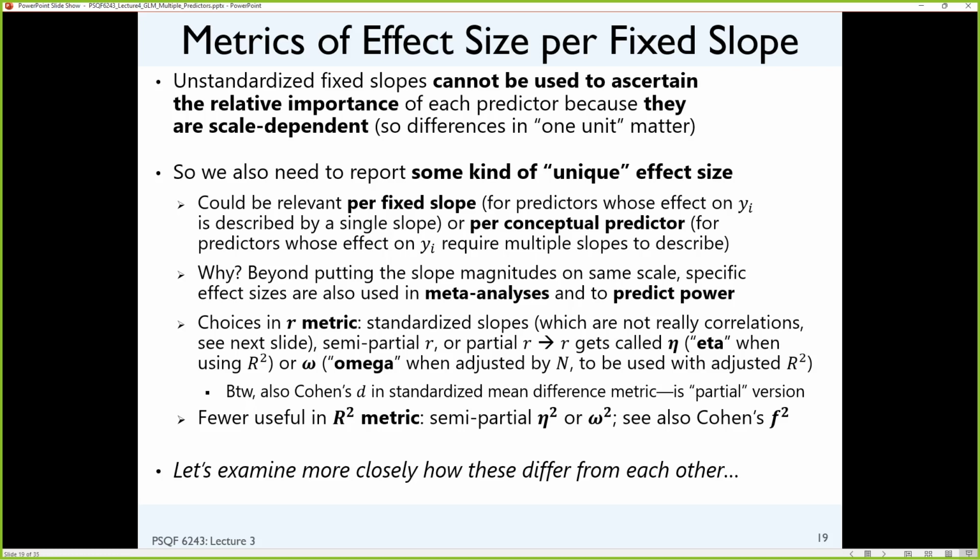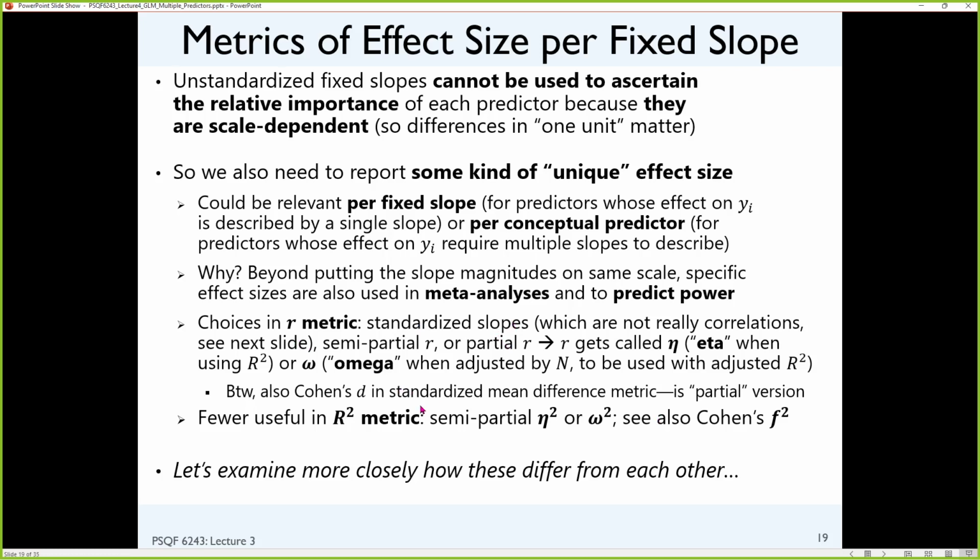And so I want to try to give you enough language and enough documentation so that when the time comes, you'll be able to describe exactly what you've done. And then reviewer two can argue with you as to whether you should have done that, but at least they'll know what you did. So there's choices in an R metric, a D metric, and an R squared metric.